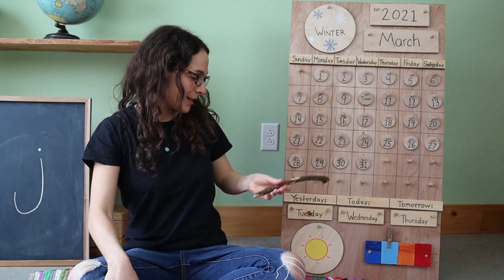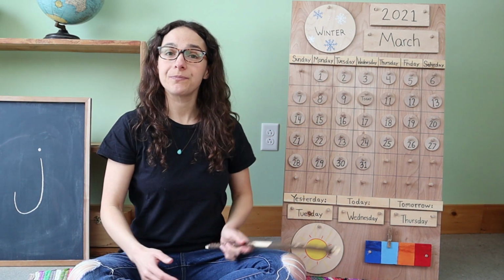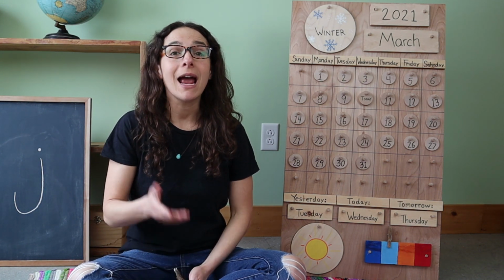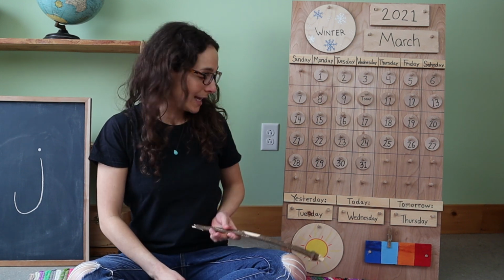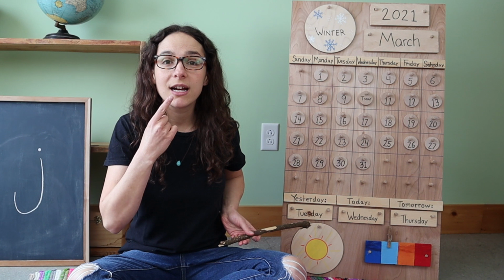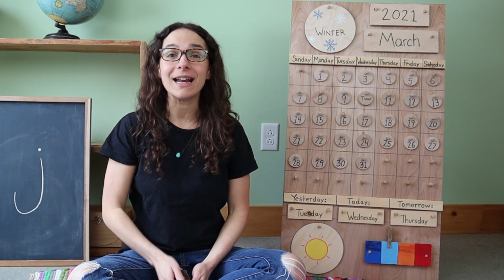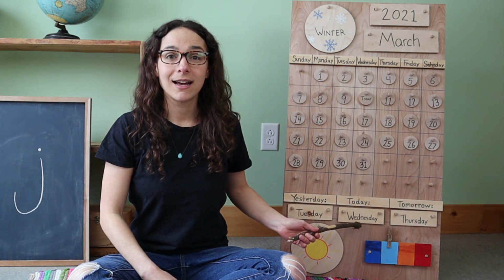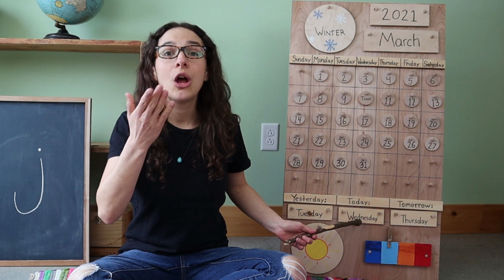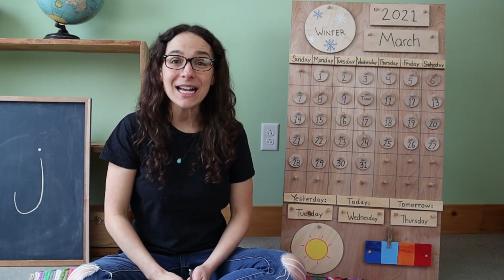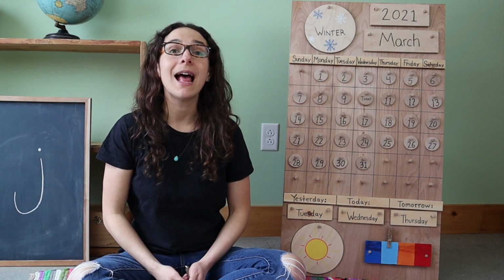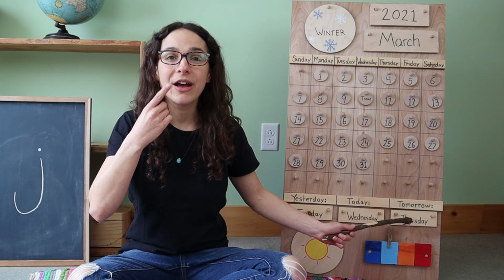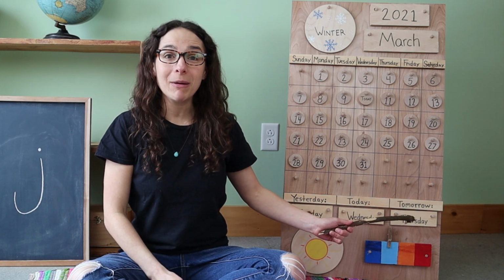Let's travel down, down, down to the bottom of the chart. Right here. Do you remember what the day was yesterday? I'll give you a clue and you can say it with me if you know. Yesterday was Tuesday. That's right. Yesterday was Tuesday. So that means that today is Wednesday. You're right. Today is Wednesday. And if today is Wednesday, that means that tomorrow will be Thursday. Tomorrow will be Thursday.